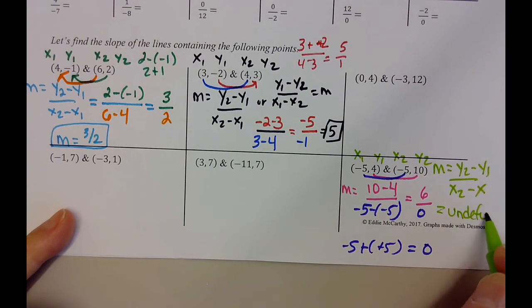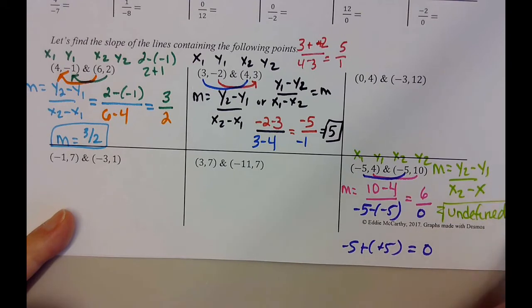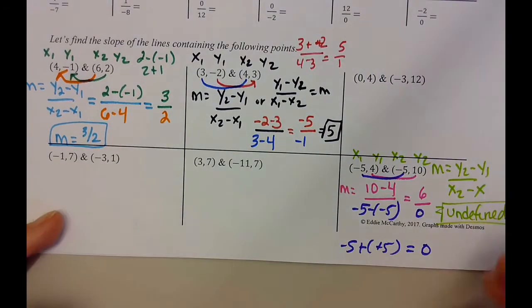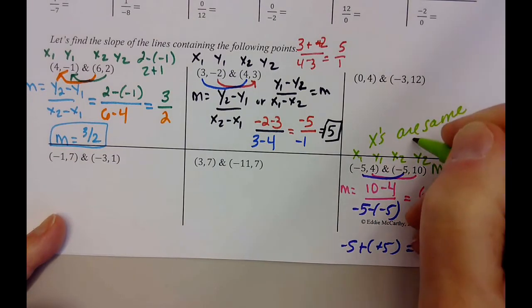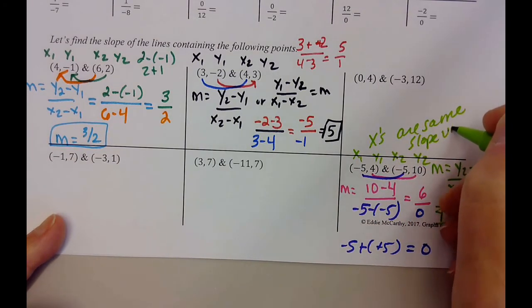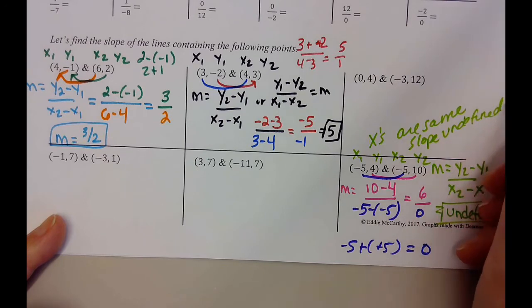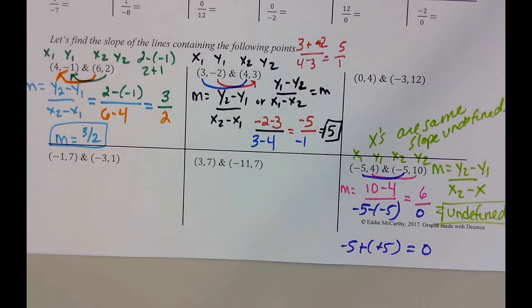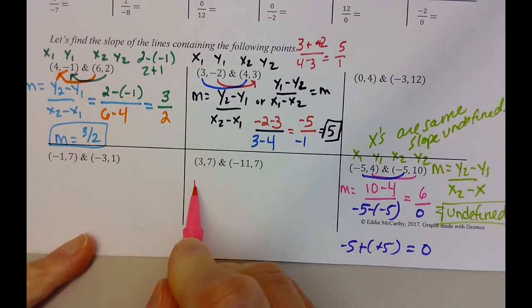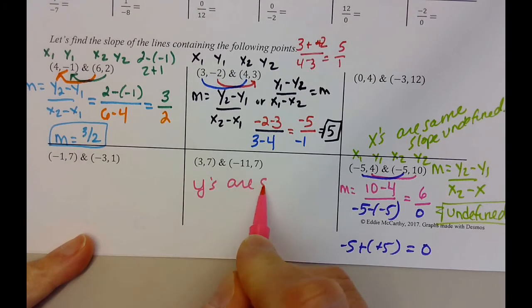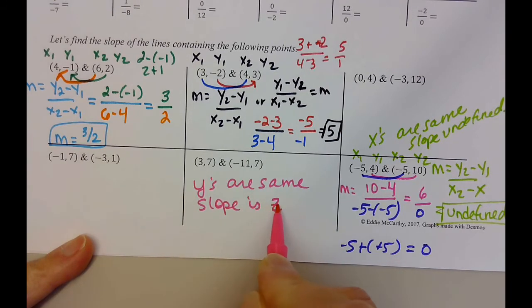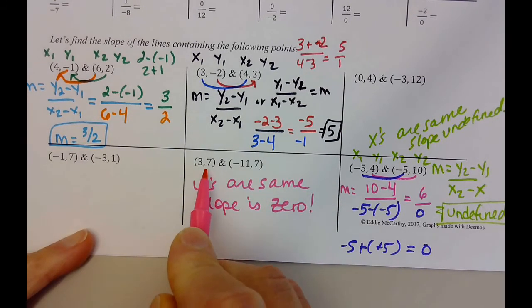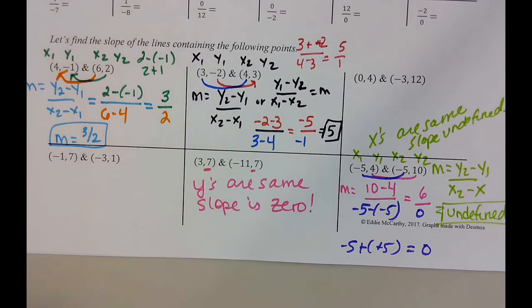Remember, I also told you if the x's are the same, my slope is undefined. Okay, x's are the same, slope is undefined. If my y's are the same, in this case, y's are the same, my slope is 0. Okay, and my y's are the same here. And if you write that and you don't do your work, that's fine for those ones because I'm giving you that hint.